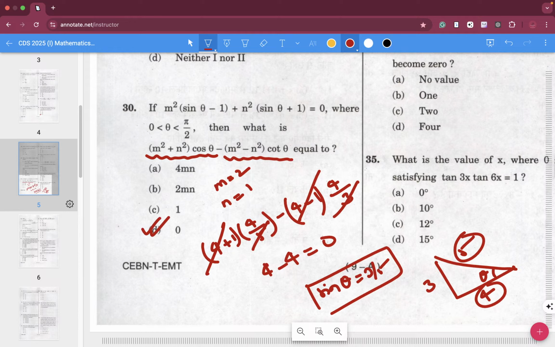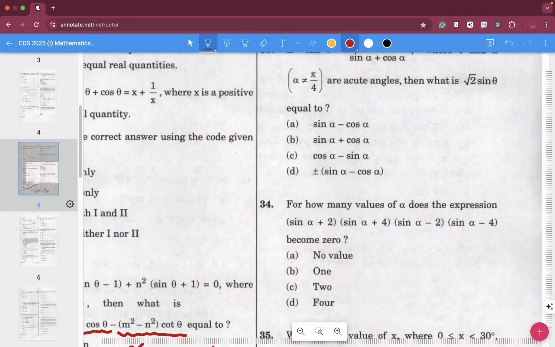Please don't do any trickery in the examination, thinking that for most of the questions we are getting 0 as an answer, so we will tick 0. Kindly don't do that. So this is your question number 30, folks.